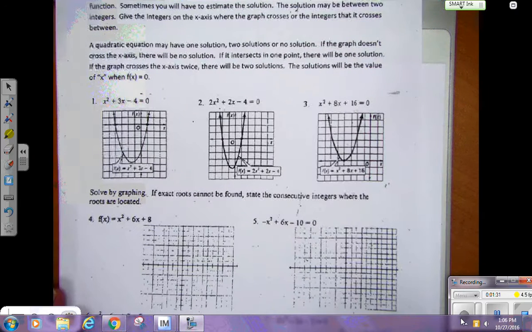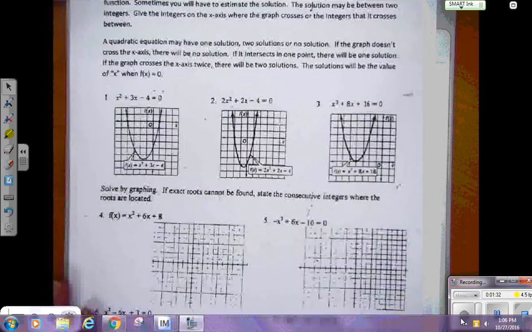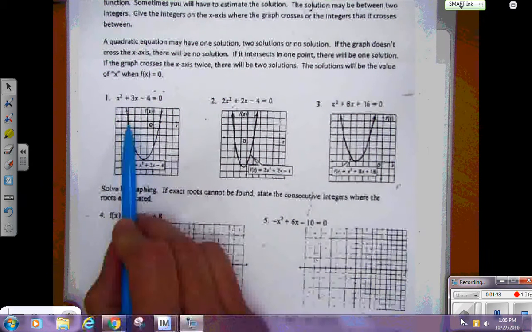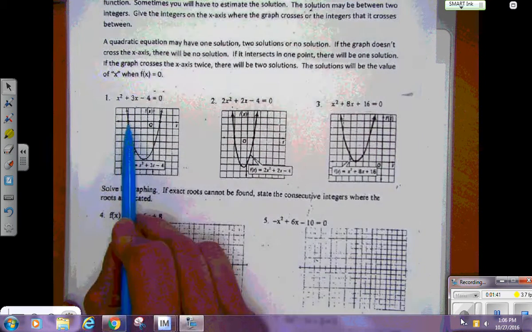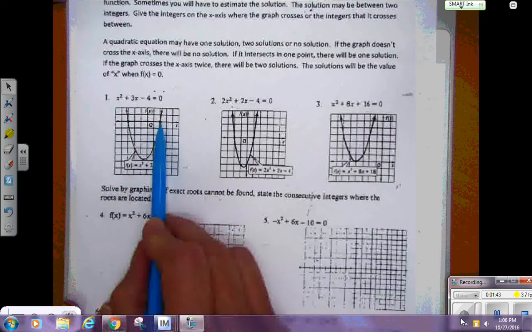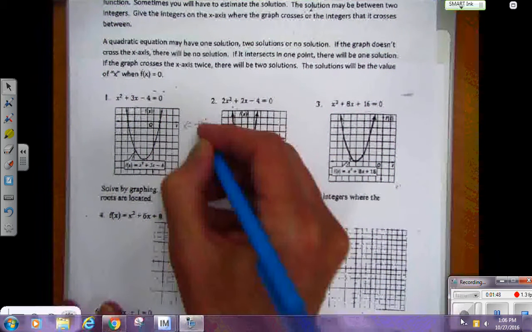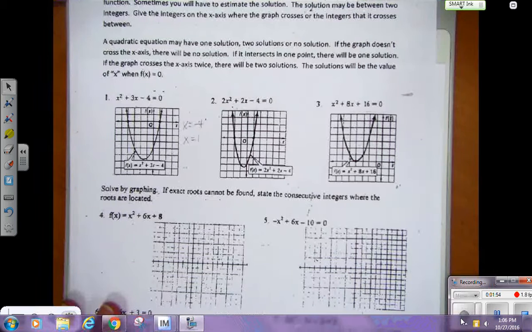Okay, so on the first three, they're giving you a graph, and you are just determining the x-intercepts. So on number 1, you can see that the graph is intercepting the x-axis here at -4 and here at +1. So all you would need to write down for your answer is that x equals -4 and x equals 1. And that's your answer. Okay, any questions?